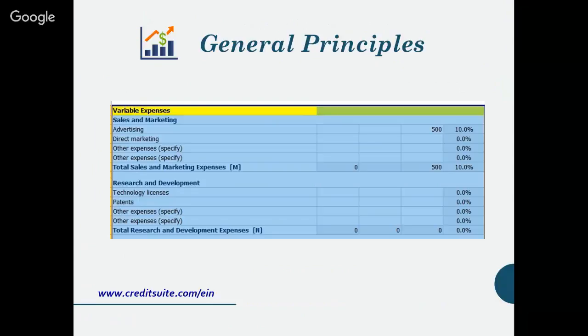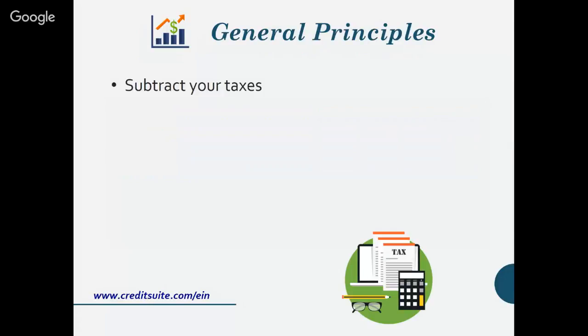So here's what we look at. Here's variable expenses added in, right? $500 for advertising, because that changes month to month. So this is a variable expense versus the fixed expenses that we looked at. Now you're going to subtract your taxes.